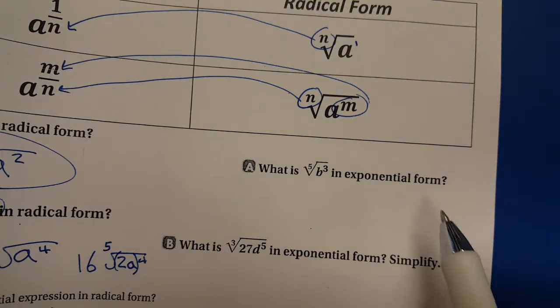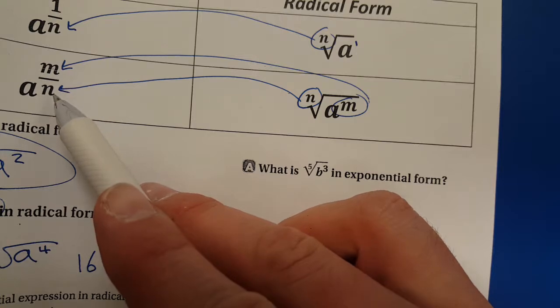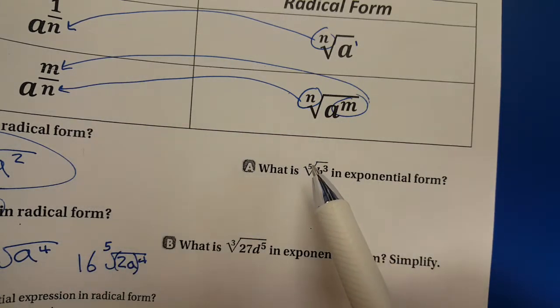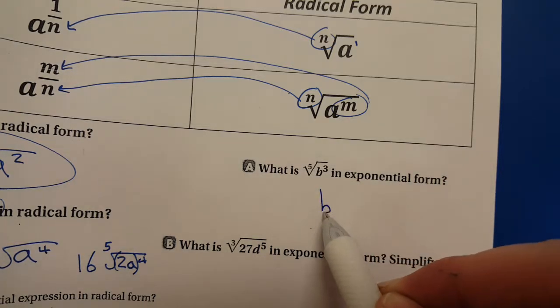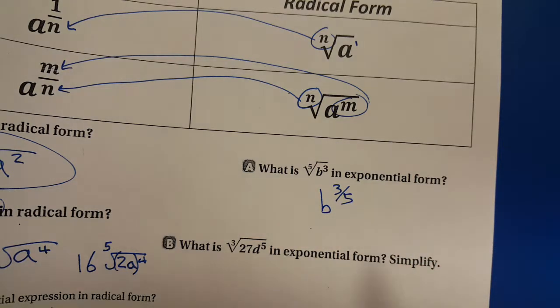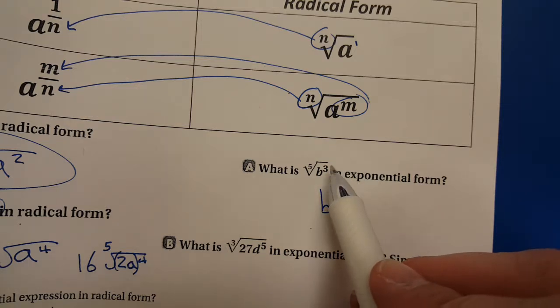Okay, so follow the rules. Again, if you're outside the radical sign, you become the denominator. If you're inside, then you stay on top. So inside stays, the 3 stays on top, the 5 basically loops around and comes right down here. So this is going to be a b to the 3/5. Okay, done.